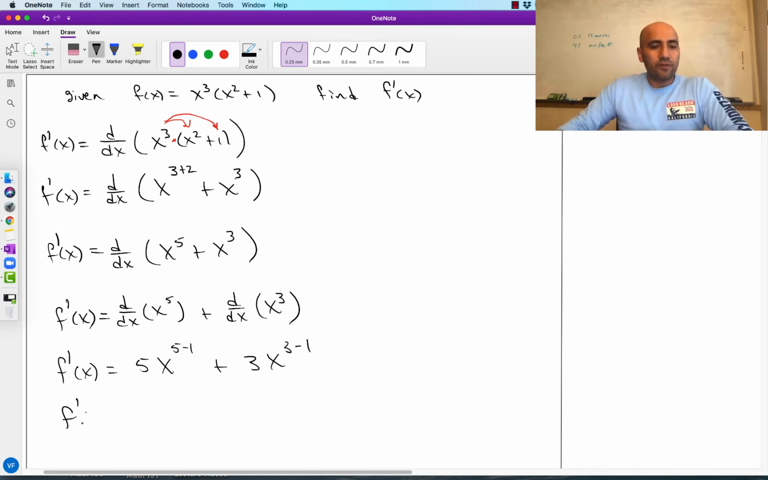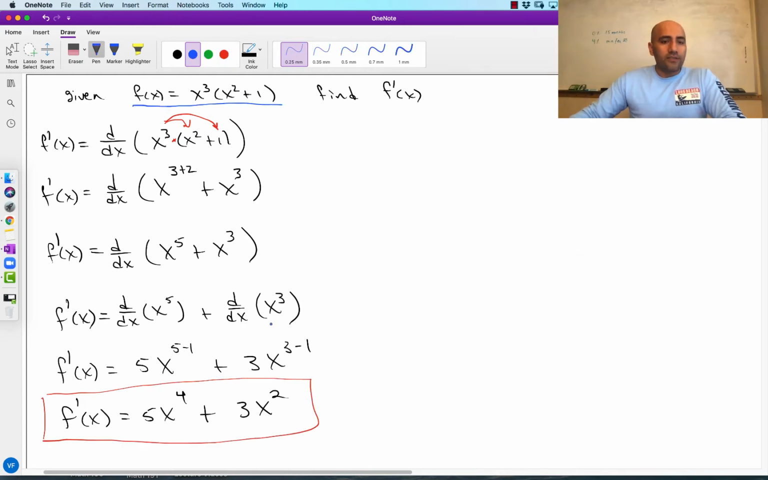which means that our derivative is going to be equal to 5x to the power of 4 plus 3x to the power of 2. This is absolutely the correct answer. Given that this is our given function, f(x) equals x cubed times (x squared plus 1), we can follow this process. We can rely on some of the theorems we've already learned, some of the rules we already know, and we can definitely get the correct answer. So the derivative with respect to x of this function is 5x to the 4th power plus 3x squared.